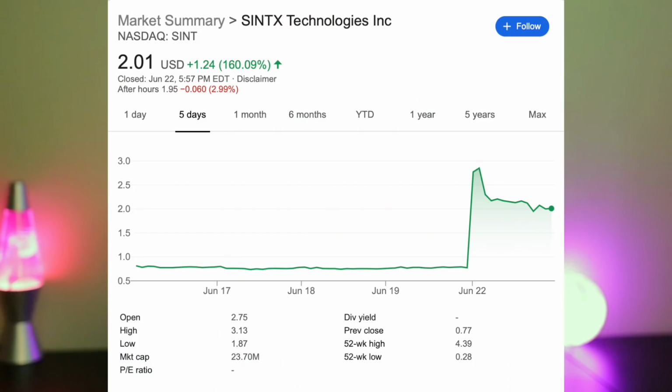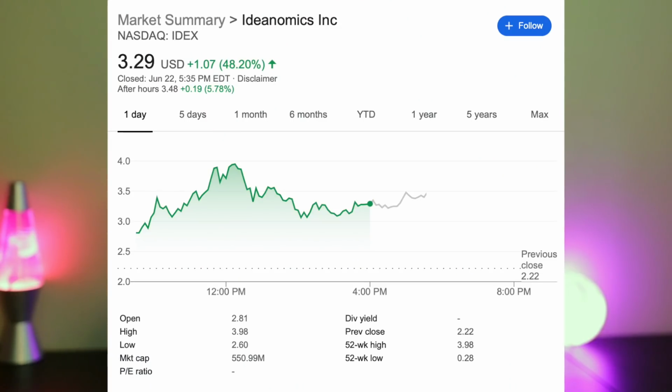Another example that I'll use is this weekend. I looked into SINT and IDEX. I saw these tweets and these trends were going crazy for this stock. The hype was out of this world. So I knew buying in today, which is Monday, I could buy in pre-market, ride that all the way up, and then sell out at the peak, and that's exactly what I did.